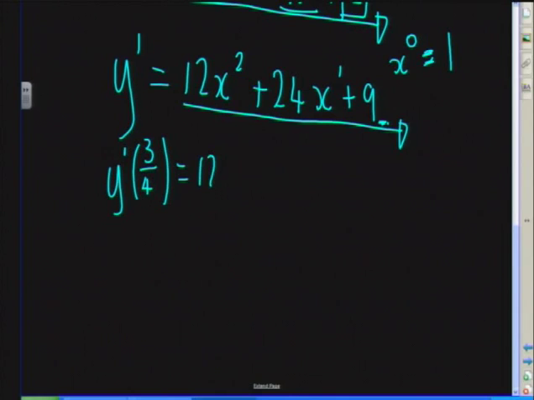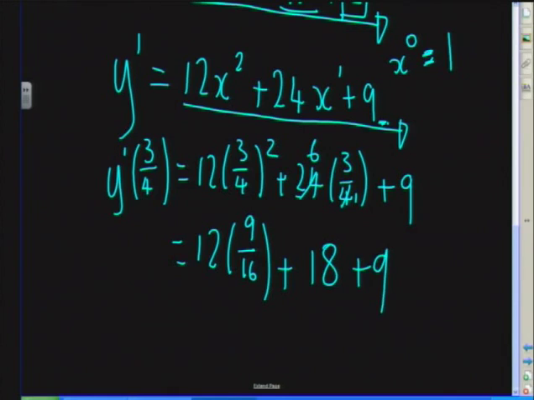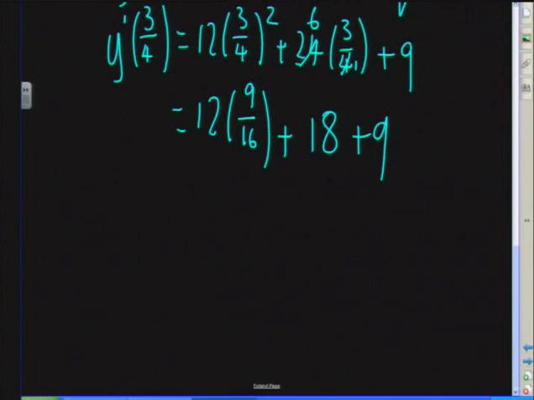We're going to say 12 times 3/4 squared plus 24 times 3/4 plus 9. Okay, this is going to give me 12 times 9/16 plus 24 times 3/4. 4 goes into itself once, 4 goes into 16, into 24, 6 times. So 6 times 3 is going to give me 18 plus 9. If you want to, you can use your calculator here.